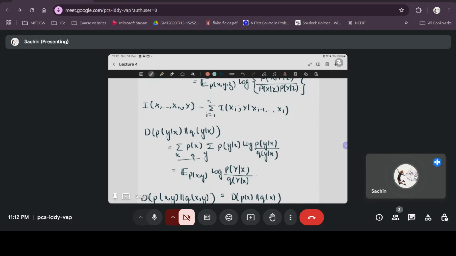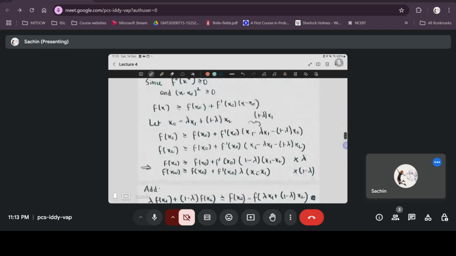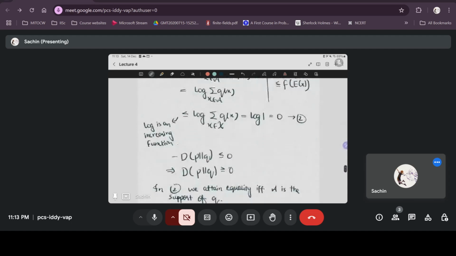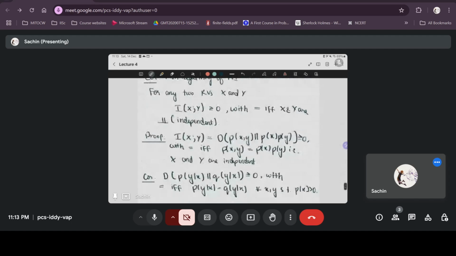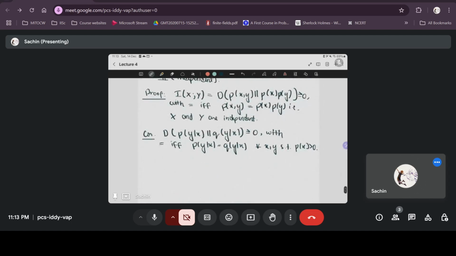That's why P of y given x should be equal to Q of y given x only for values such that P of x is greater than 0. If P of x is equal to 0 for some terms, those terms won't appear anyway. So we don't have that requirement that P of y given x should be equal to Q of y given x at those places. So this extra condition is there.